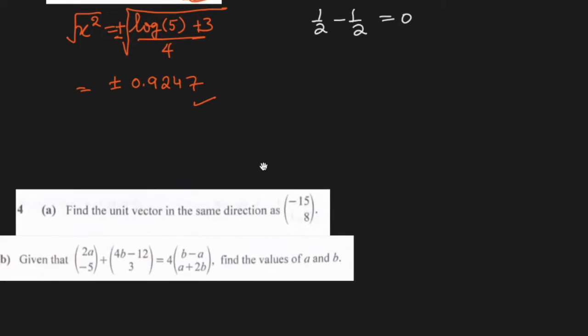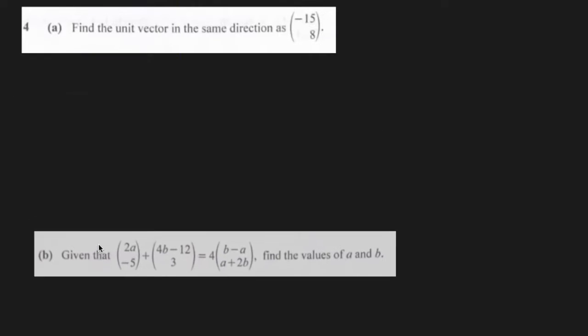Let's go to the next one. Find the unit vector in the same direction of this vector, minus 15, 8. Whenever we want to find a unit vector in a certain direction of a vector, we find the magnitude of that vector. They have not given any name to this, so let's call it vector A.